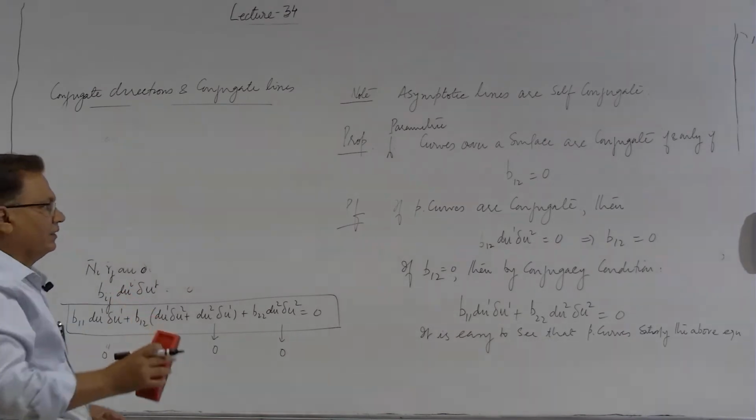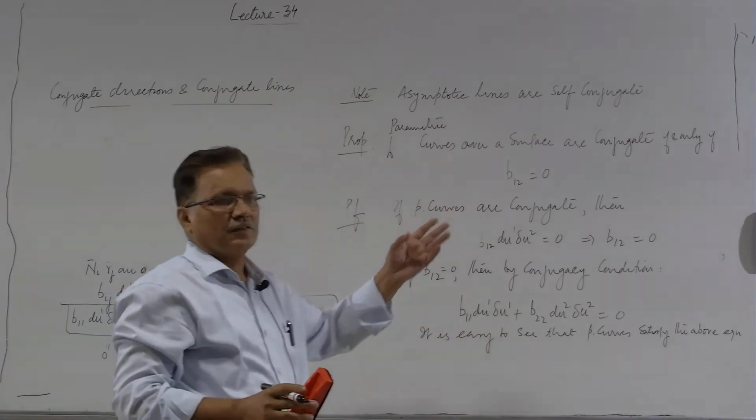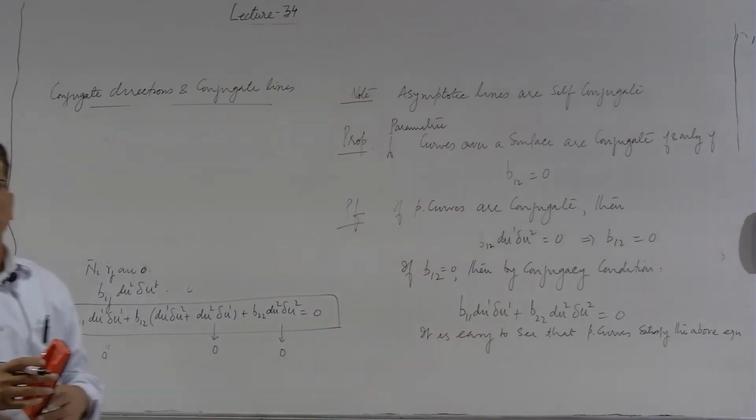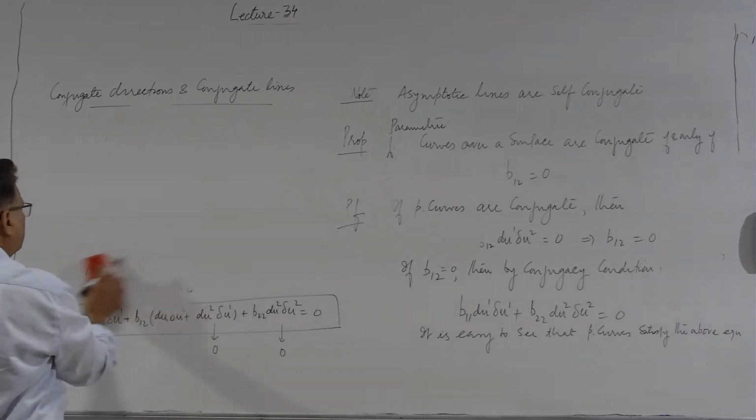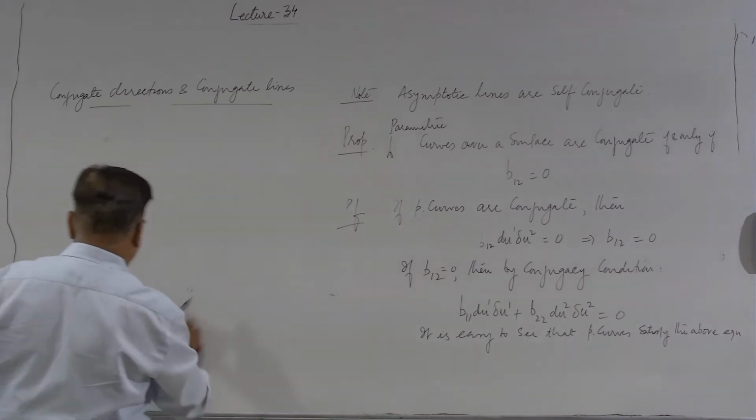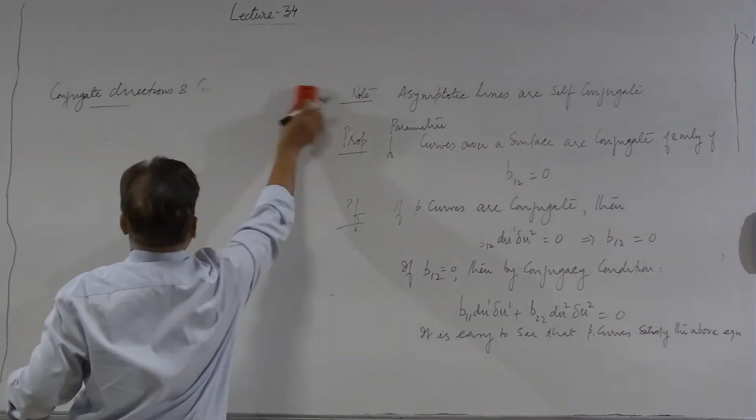Yes. Orthogonal parametric curves are conjugate, B12 and G12 both will become 0. So, these things you can see by yourself. There are many relations which you can see.